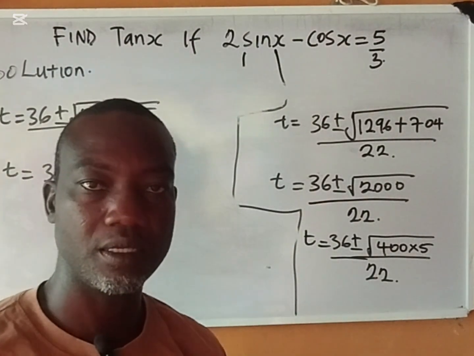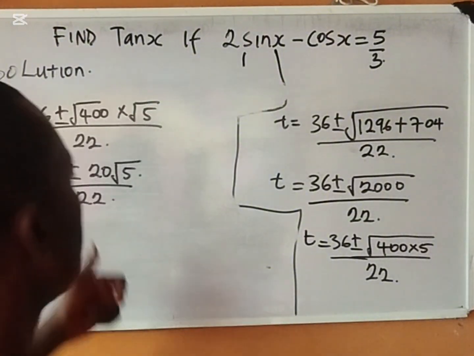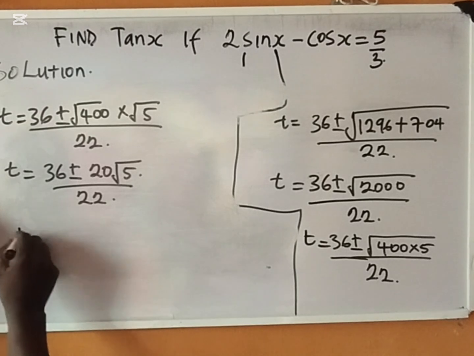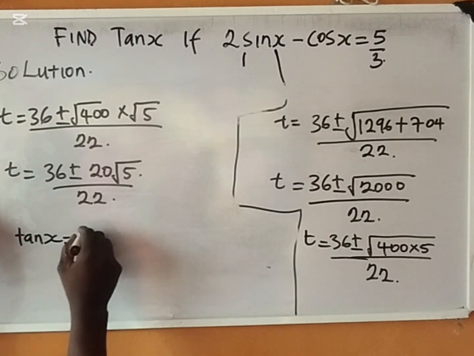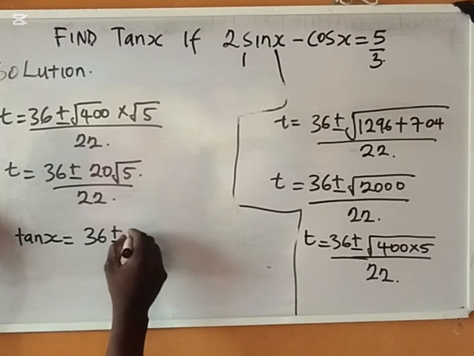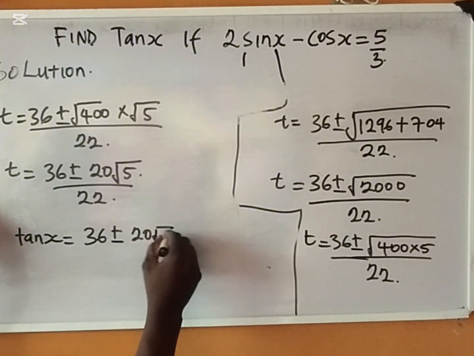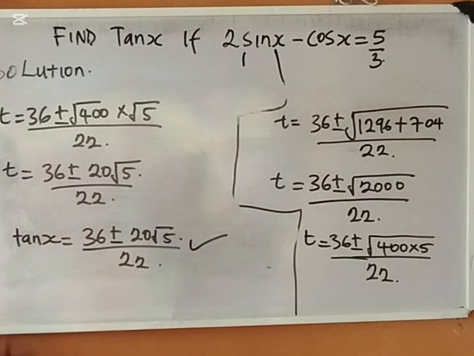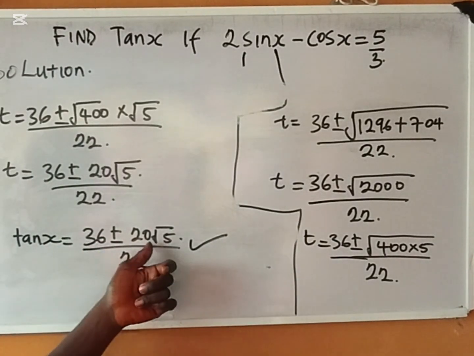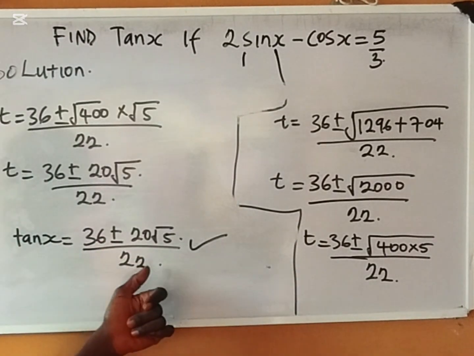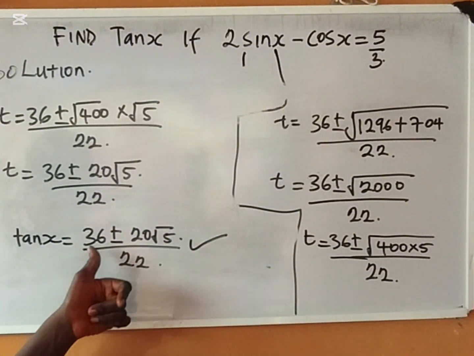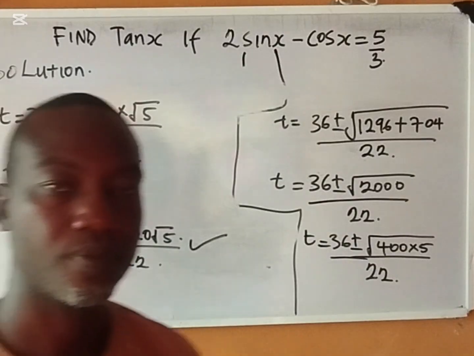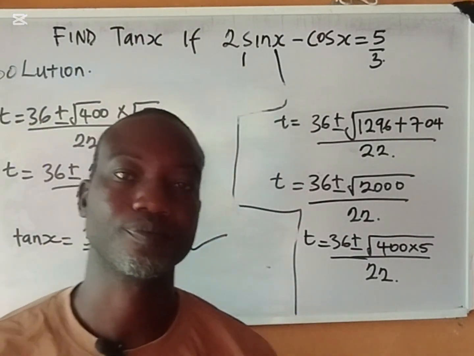But remember that t is equal to tan x. So this is also the value of tan x. So to conclude, we say tan x is equal to 36 plus or minus 20 root 5 divided by 22. So this is our answer. Tan x is either 36 plus 20 root 5 divided by 22, or tan x is 36 minus 20 root 5 divided by 22.